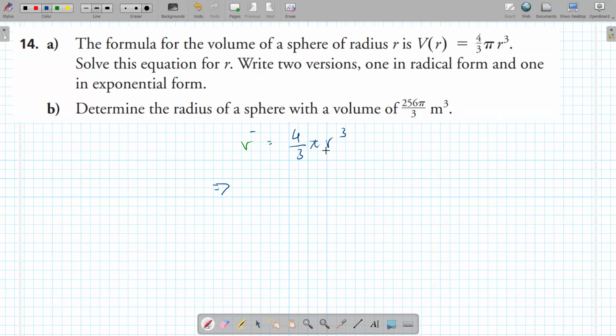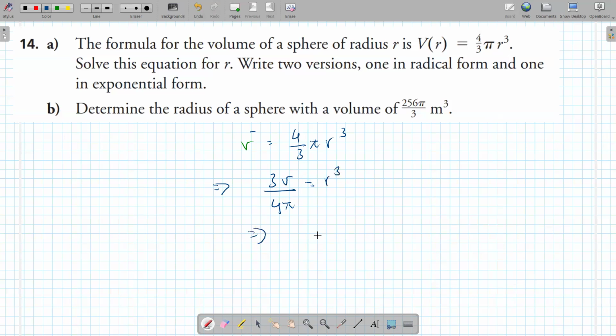We only want r on one side, we want everything else on the other side. Let's do it step by step. Step 1, let's get rid of this 3. What do we do on both sides to get rid of that 3? You multiply. What about that 4? What do you do on both sides to get rid of that 4? You divide. What about the pi? You divide. So you get 3V over 4 pi is r cubed.